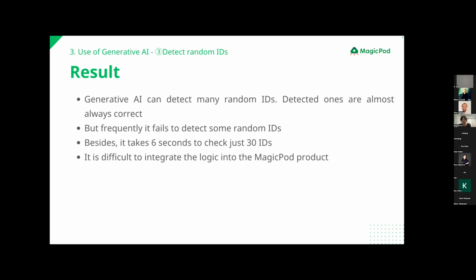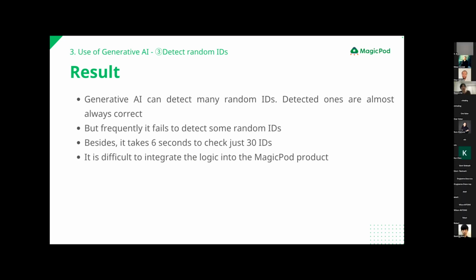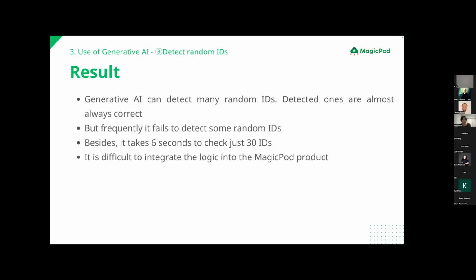Actually, it can detect many patterns and the detected ones are always correct. It is good. But in many cases, the AI overlooked something. Some random IDs are not correctly detected and they are overlooked. And besides, it was very slow, despite the input data size being very small. I tried both ChatGPT and Google's Gemini, but the result was similar. I want to use generative AI for this purpose someday, but it seems it is still too early.